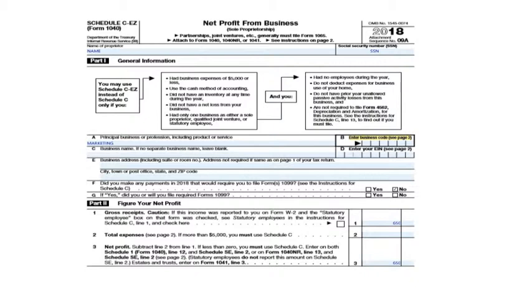D, and E. Line F asked you if you made any payments that would require you to file Form 1099. If you paid somebody more than $600, check yes. In our example, this is no. On line 1, put the gross amount that you received from the business. In our example, this is $650. Put your expenses on line 2. In our example, it is 0. On line 3, calculate your net profit, which would be $650 in our example.